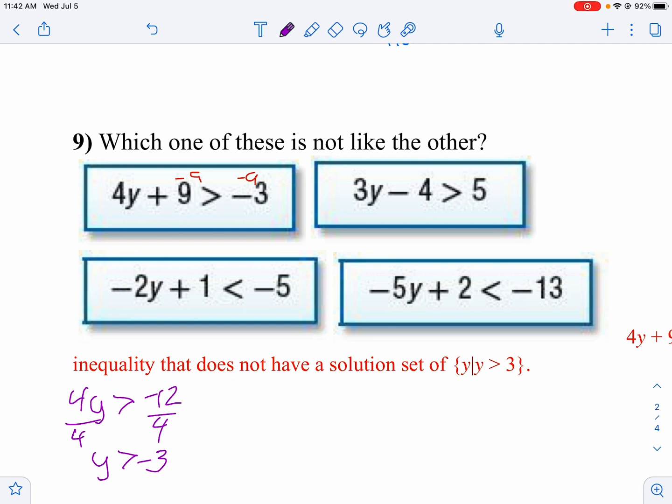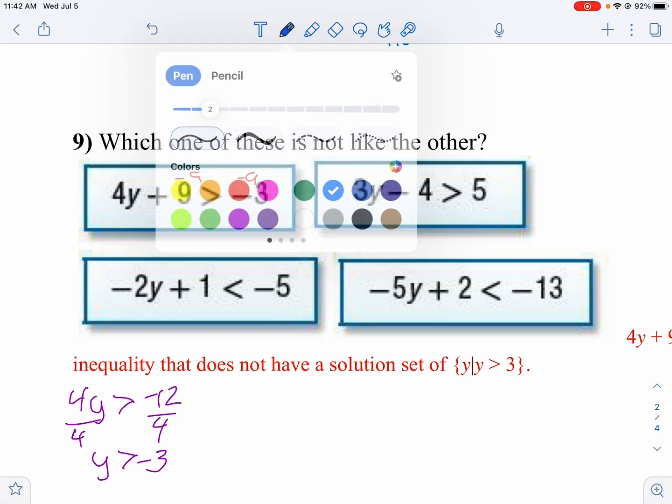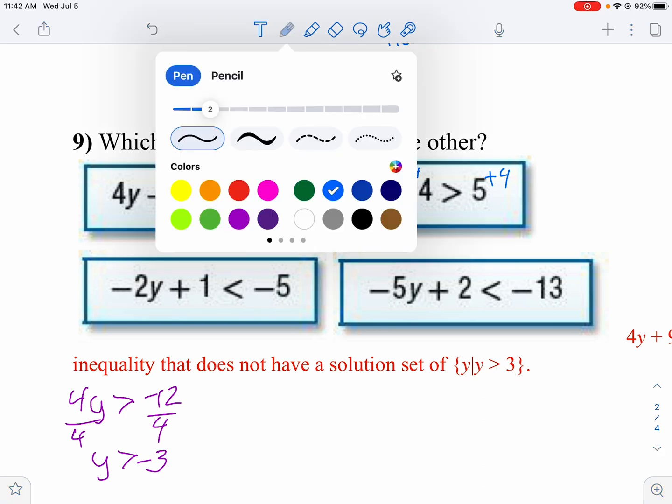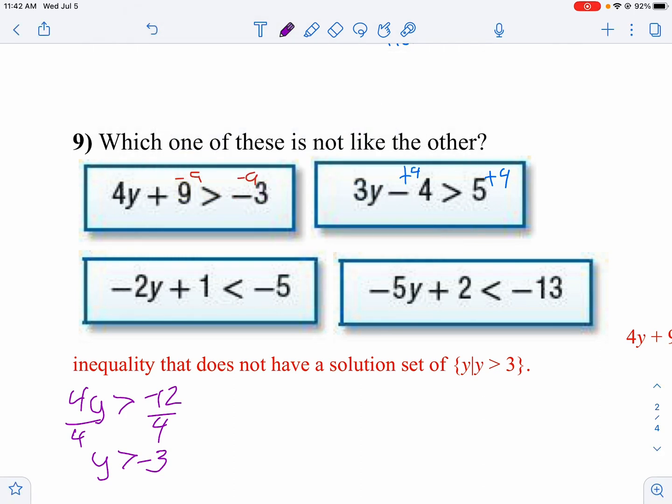I'll go through my second one. This time I'll add 4 to both sides. Then I'll get 3y is greater than 9. Divide by 3. Y is greater than 3. Notice I get 2 different answers, so one of these is not like the others.